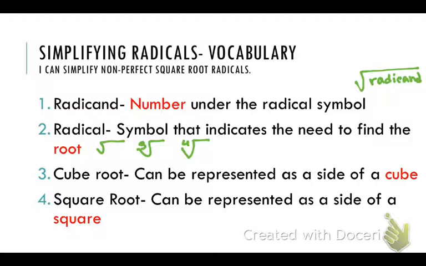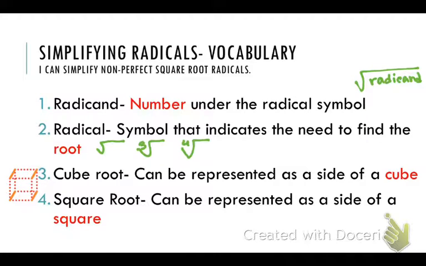A cube root simply can be represented as a side of a cube. So if we think of a cube as being a square, each of those sides is going to be the same length.